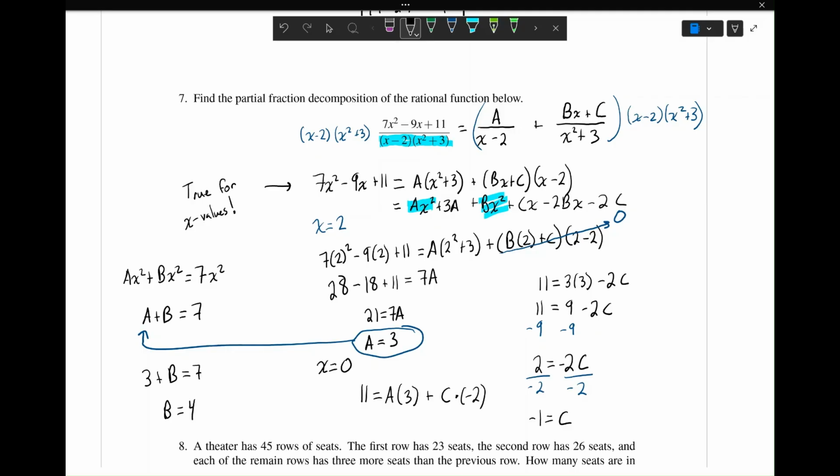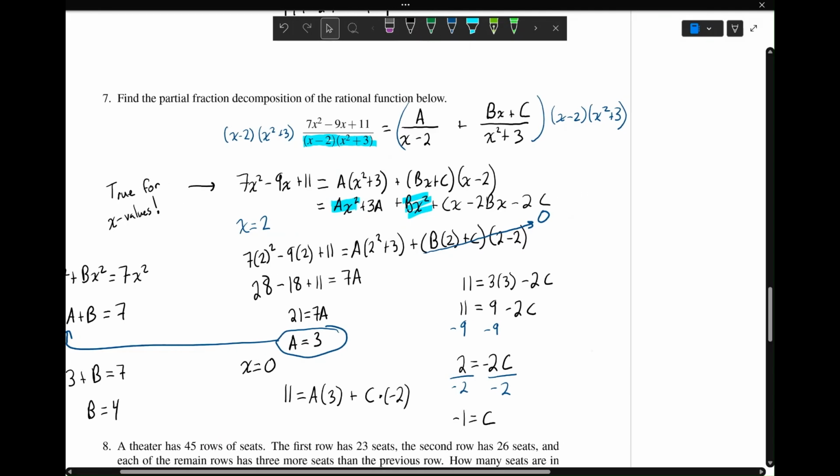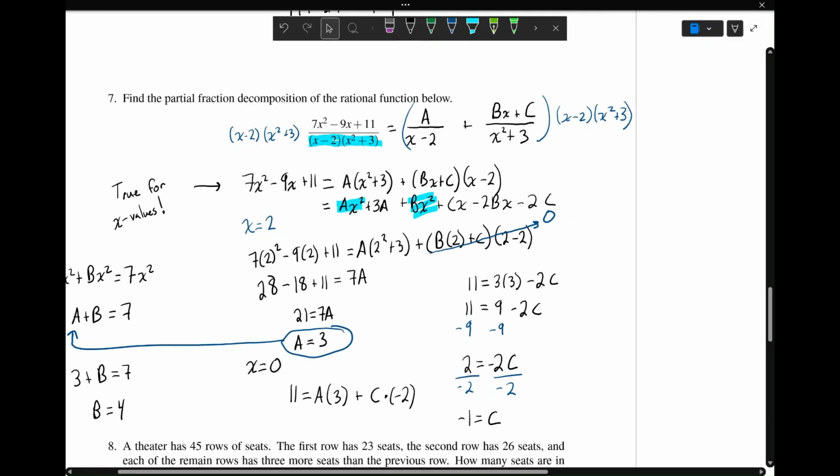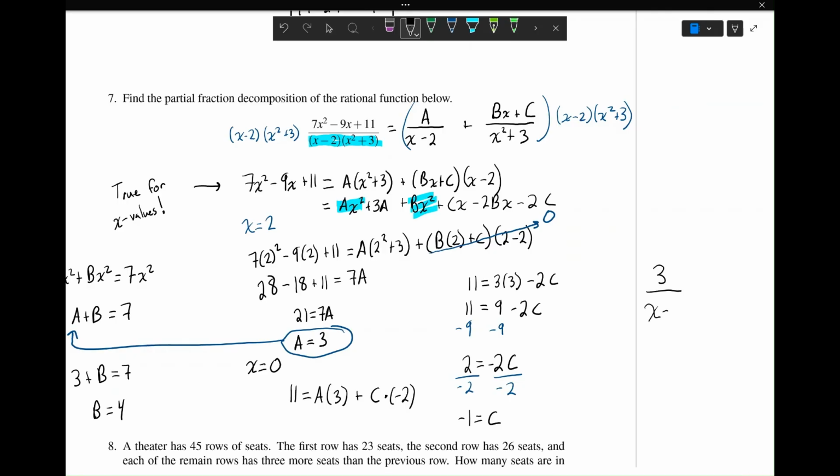Now, at first glance, you may think, hey, this means I'm done. Well, not quite. Remember, my final answer is that decomposition. So I have to put everything back into the decomposition. Since a is 3, I have 3 over x minus 2 plus 4x, putting in my b, minus 1 for c over x squared plus 3. And that is our final answer here for the partial fraction decomposition.